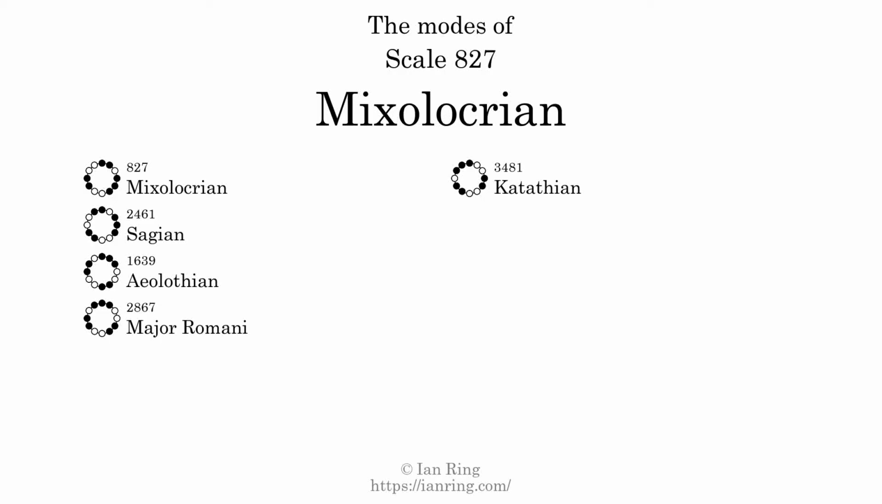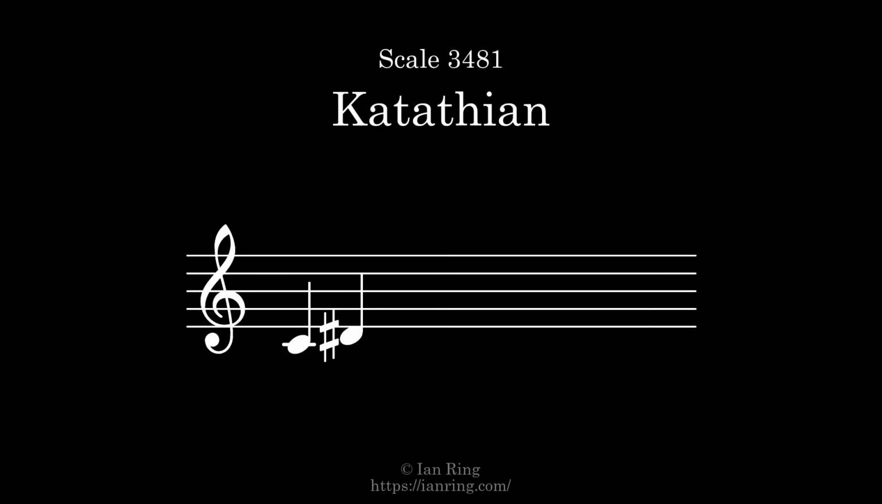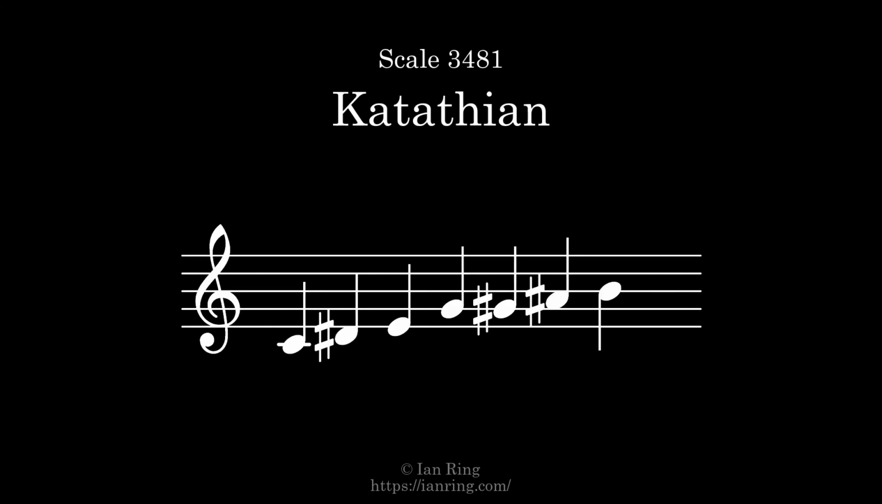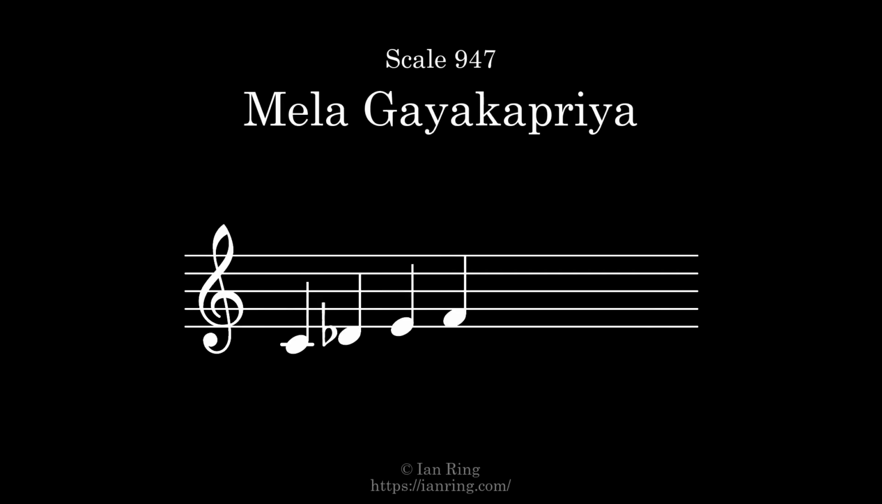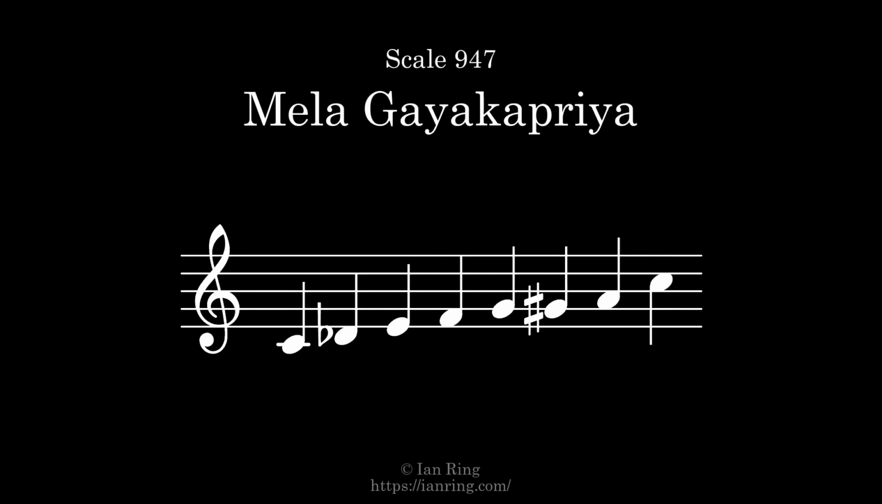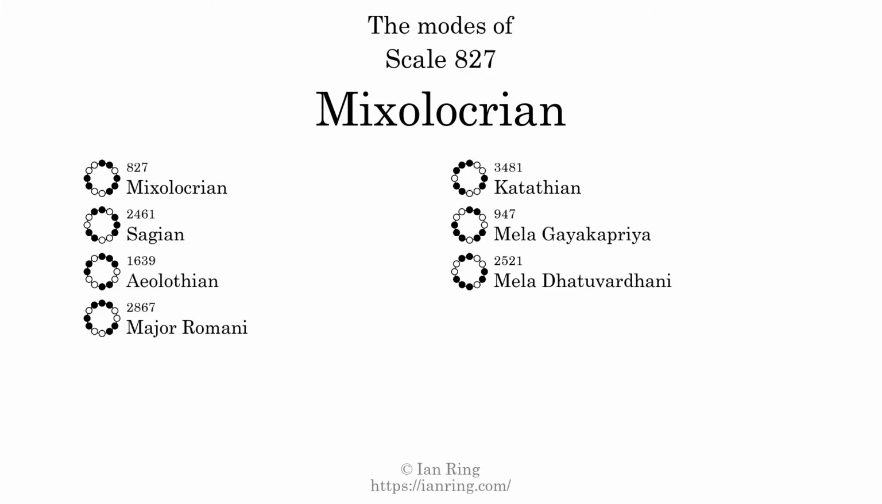The fifth mode is scale 3481, also known as Catathian. It sounds like this. The sixth mode is scale 947, also known as Mixolocrian. It sounds like this. The seventh and last mode is scale 2521, also known as Meloditavardhani. It sounds like this.